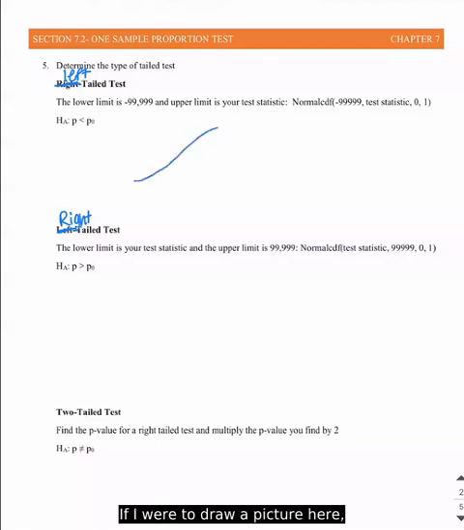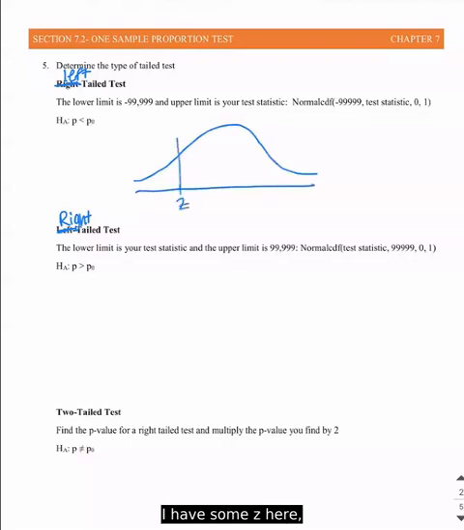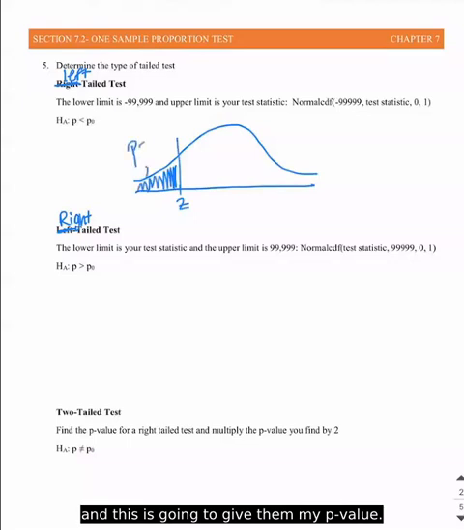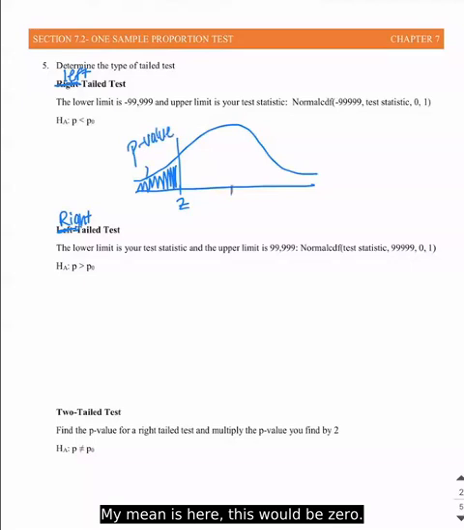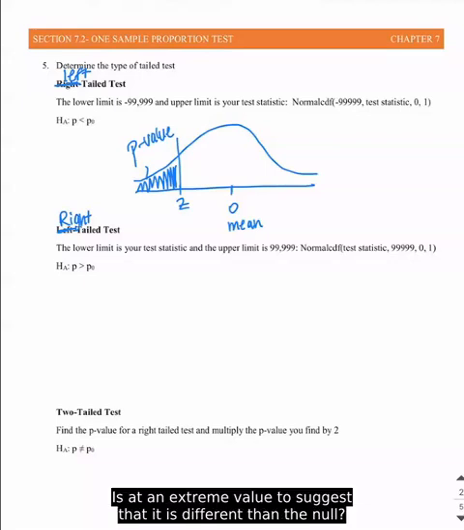If I were to draw a picture here, I have some z here, and this is going to give then my p-value. And my mean is here. This would be 0, but that's my mean. And so we're trying to determine, is the test statistic, this z, how far away is it from the mean? Is it an extreme value to suggest that it is different than the null?